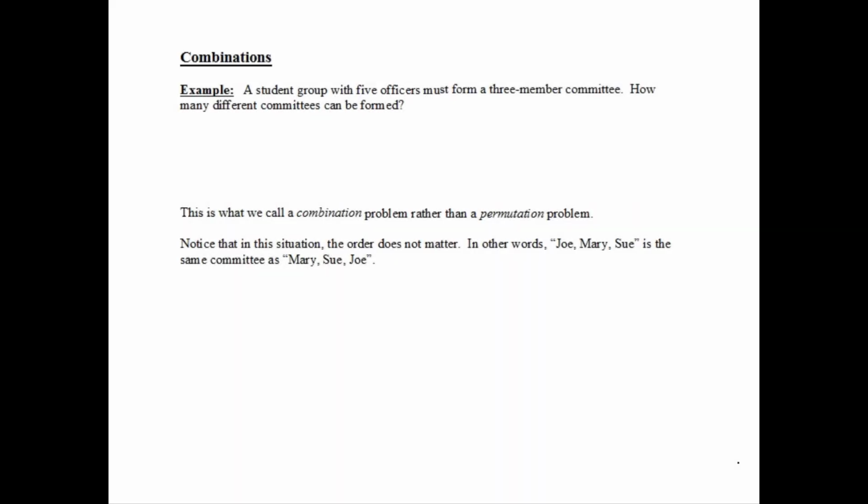Suppose that we have a student group with 5 officers and we need to form a 3-member committee from those 5 officers. How many different ways are there to choose the committee? Well, if we use permutation 5, 3, this would give us the number of committees in order.